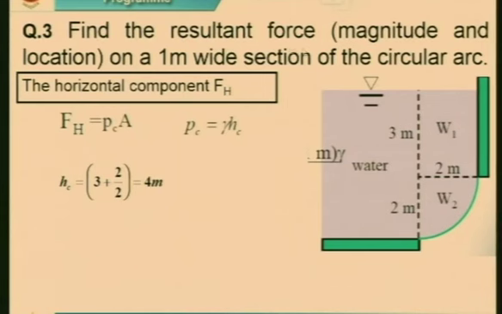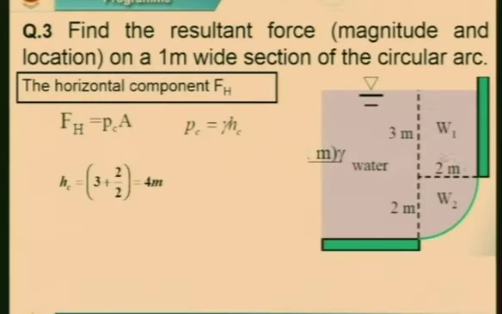Find the resultant force in magnitude and location on a 1 meter wide section of the circular arc. So 1 meter means the length is given as 1 meter. You can see this particular has a vertical concrete base, and there is only a curved gate, exactly like my hand, or which I showed in the diagram there, right. The height of the water here is 3 meter, here the radius is 2 meter, here it is 2 meter. Is it okay?